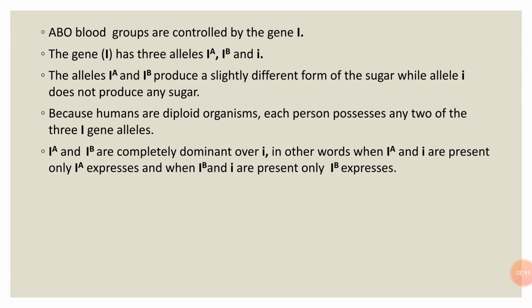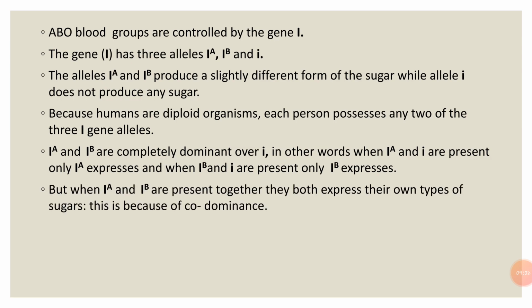IA and IB are completely dominant over small i. In other words, when IA and small i are present, only IA expresses, and when IB and small i are present, IB gets expressed. So obviously IA and IB are completely dominant over small i. Whenever small i is present with IA or IB, only IA and IB are expressed, and they suppress small i. But when IA and IB are present together, both express their own types of sugar. This is because of codominance.